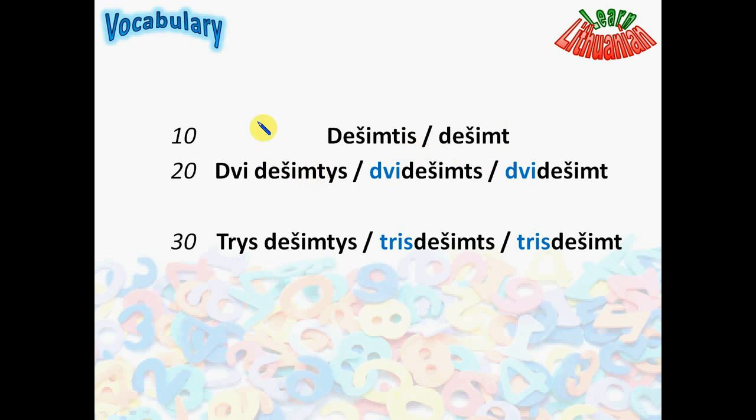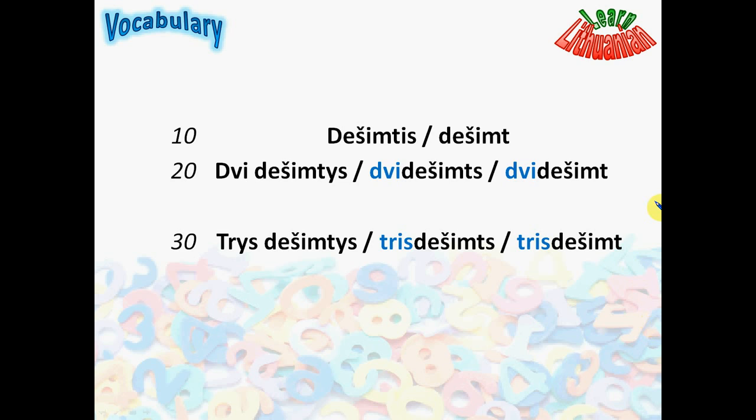Of course, the first forms, dvi dešimtys, 3 dešimtys, aren't used nowadays. Only dvidešimts and dvidešimt are used. These two forms are used in real life. So dvidešimts later on was shortened to dvidešimt. The consonant s disappeared from the ending. So dvidešimts turned to dvidešimt and trisdešimts turned to trisdešimt.